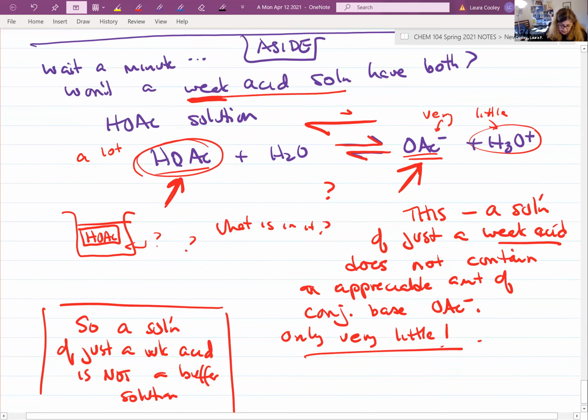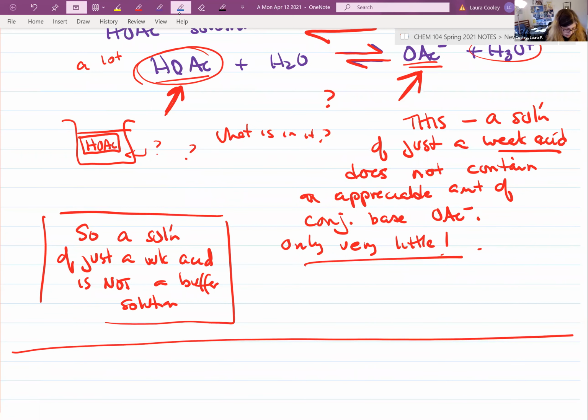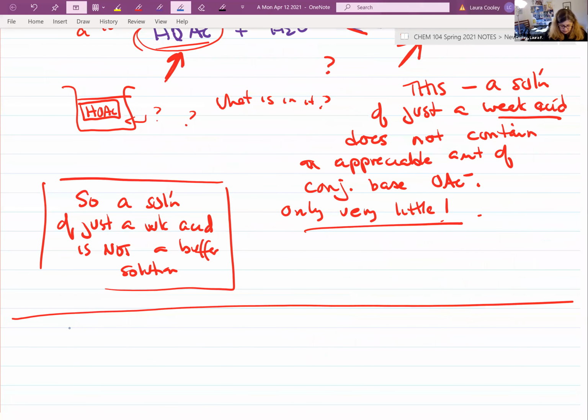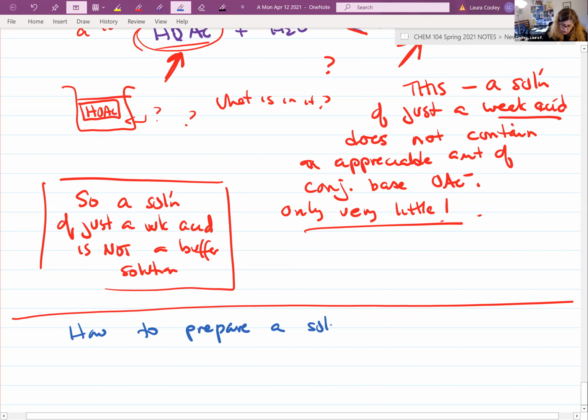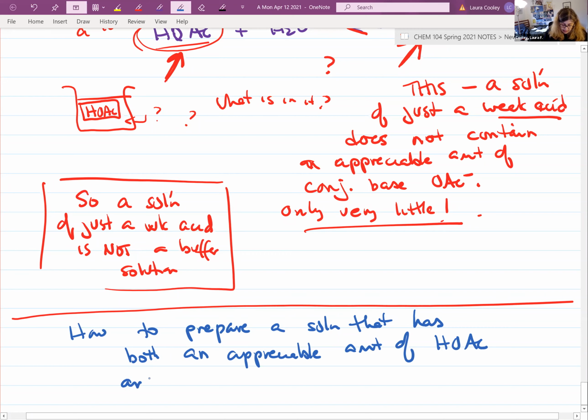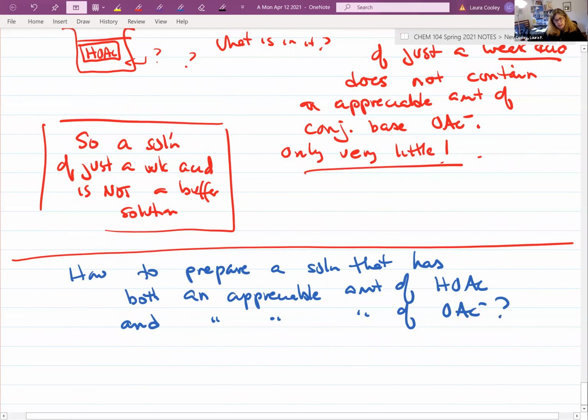So it kind of brings me to my next question. How do you make a solution that has both? How would you prepare a solution that has both an appreciable amount of acetic acid and an appreciable amount of acetate? What would you take off the shelf to do that? Okay.